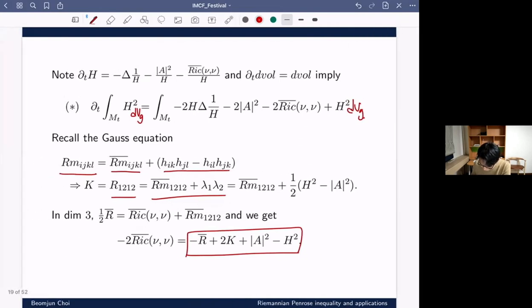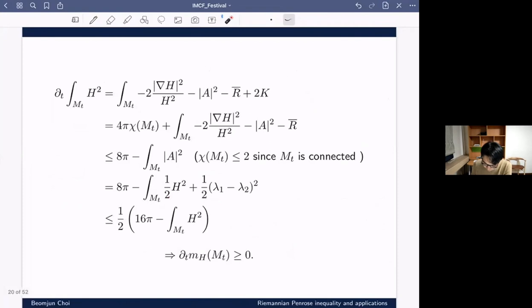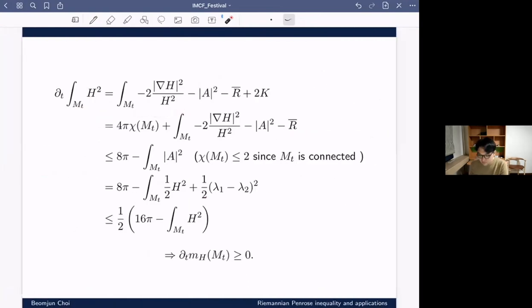So if I plug this into the evolution computed in star, I get this. Now I use the Gauss-Bonnet here. And then here, the integral of this term, if I apply the divergence theorem, I get this. So from here to here, I used two things. First, I assumed my M_t is connected. So the Euler characteristic is less than or equal to 2. Moreover, this is non-negative, so I can throw this out.